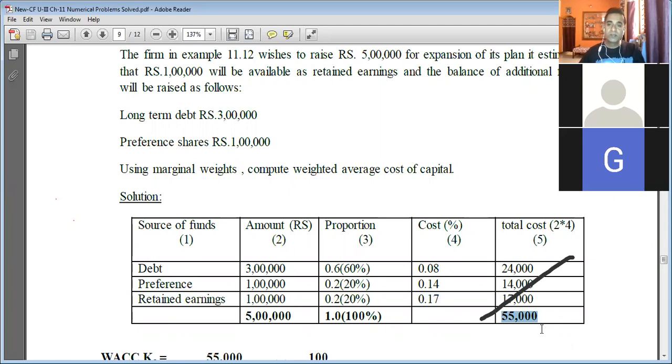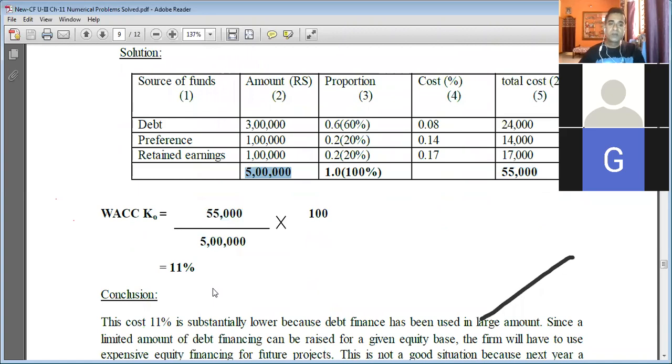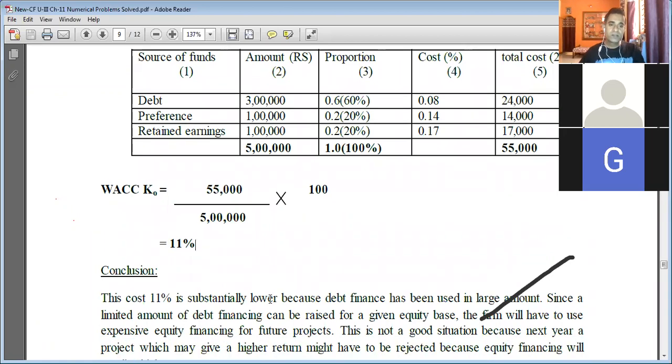Now since we want it in percentages, we use the formula: total cost 55,000 divided by total capital 5 lakh rupees, multiplied by 100. So what we get is 11%. The weighted average cost of capital using marginal weights is 11%. I will take your questions after this.